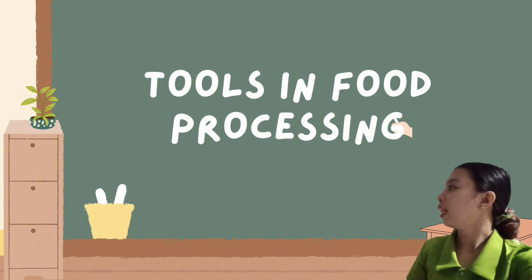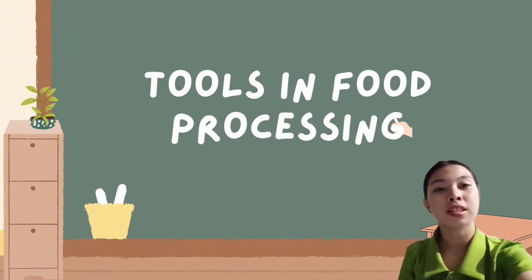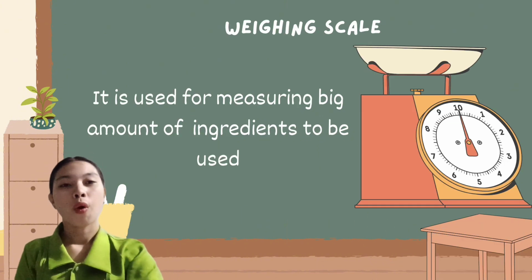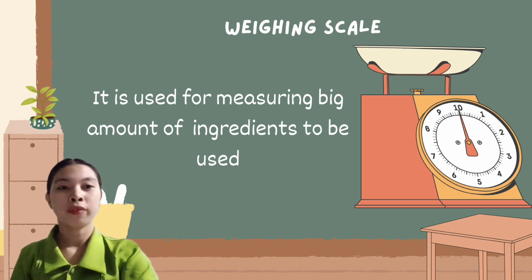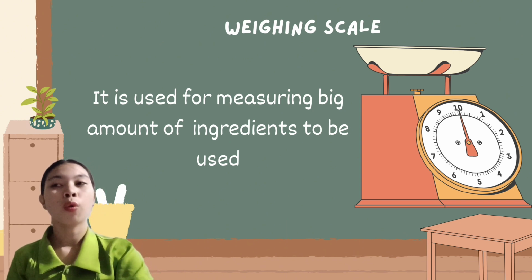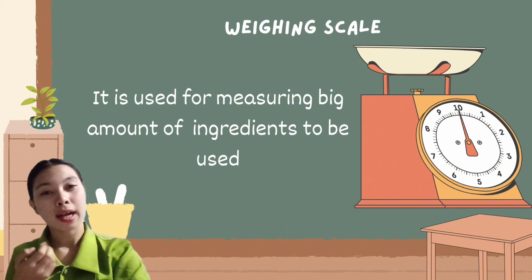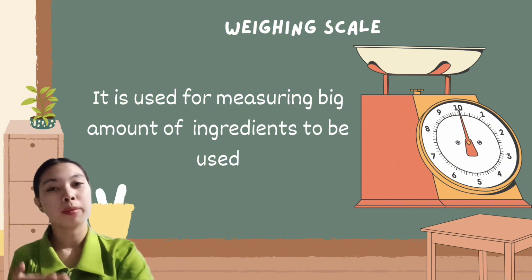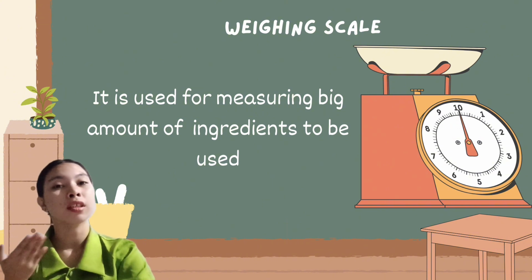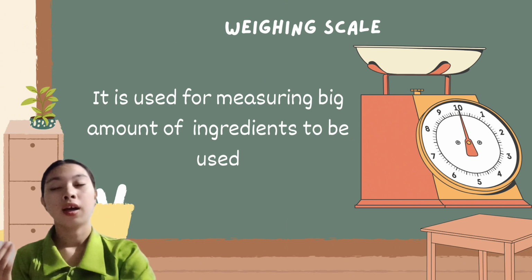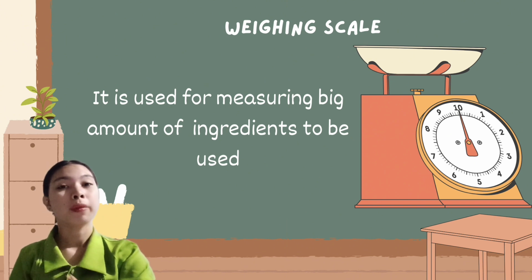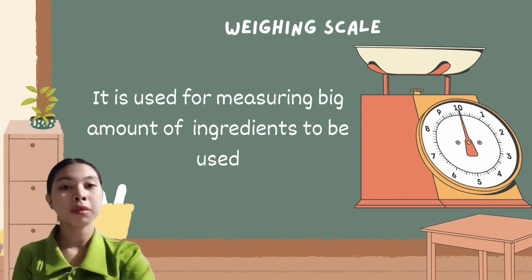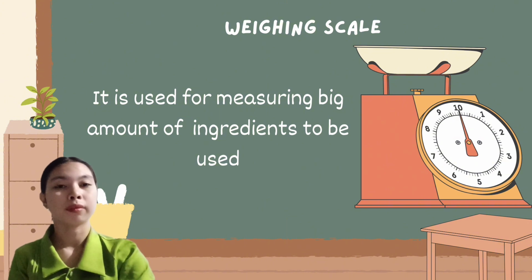So, unahin natin ang tools in food processing. So, weighing scale. It is used to measuring big amount of ingredients to be used. So, for example, dito is yung mga kinikilo na, kilo-kilo ng mga ingredients na ginagamit natin sa kitchen. So, katulad ng mga harina, ng mga bigas, ng mga pork, ng mga meat, basta lahat ng kinikilo na.